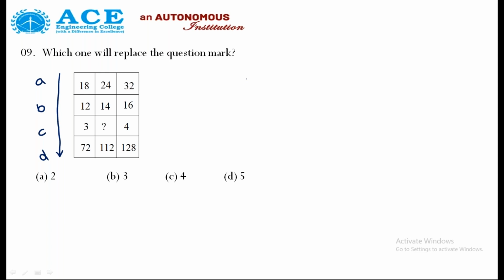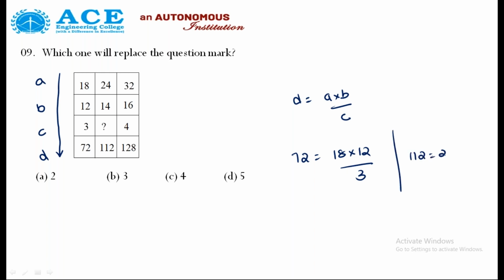Think. So this, guys, D is nothing but A into B divided by C. Here 72, 18 into 12 divided by 3.